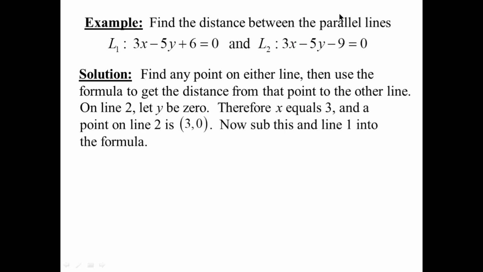On line 2, now there's many ways to do this. I just said, okay, how about on line 2, let's let y be 0, and so x is, we can see, 3. And so line 2 must go through the point where y is 0 and x is 3, so 3, 0. And sub that, and use this line and the formula together.